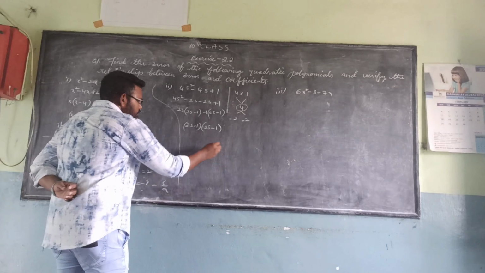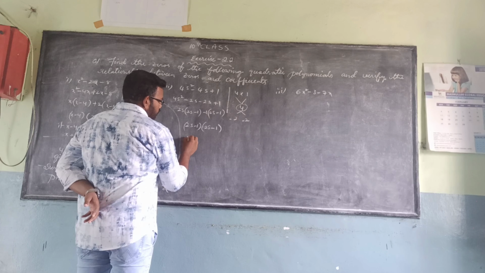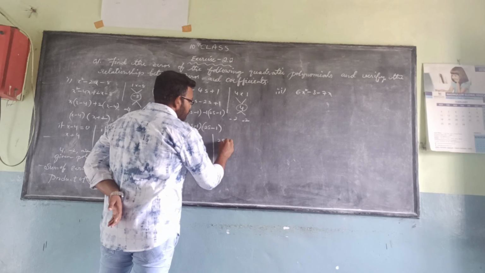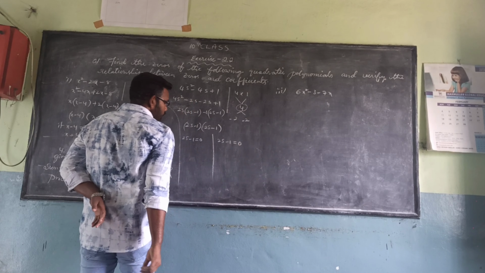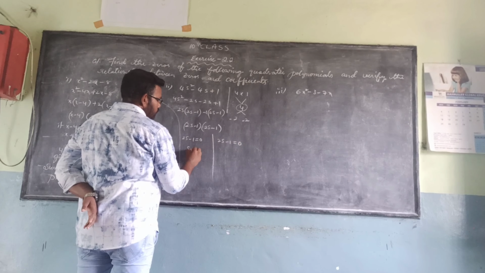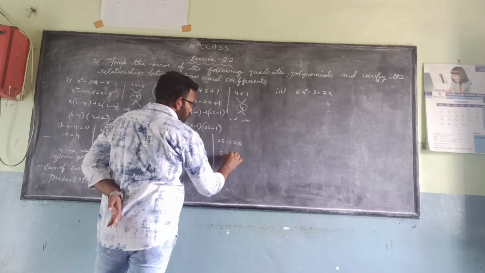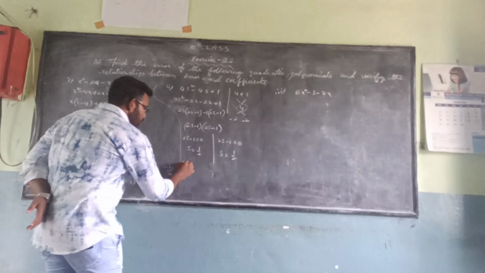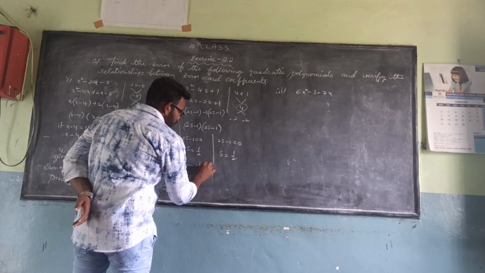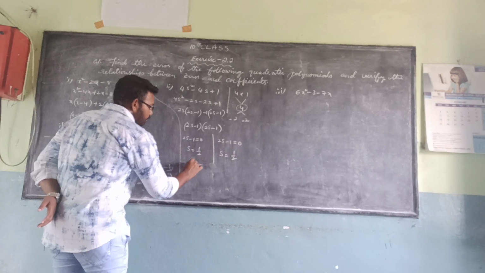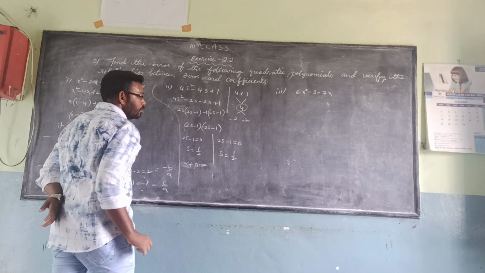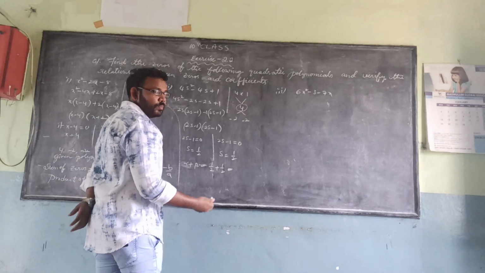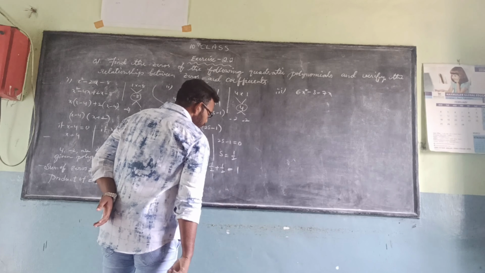So 2s minus 1 is equal to 0 the first time and 2s minus 1 is equal to 0 the second time. So s is equal to 1 by 2, and here also s is equal to 1 by 2. So both the roots are the same here. For the sum of the roots, I am writing alpha plus beta: 1 by 2 plus 1 by 2, half plus half gives 1.